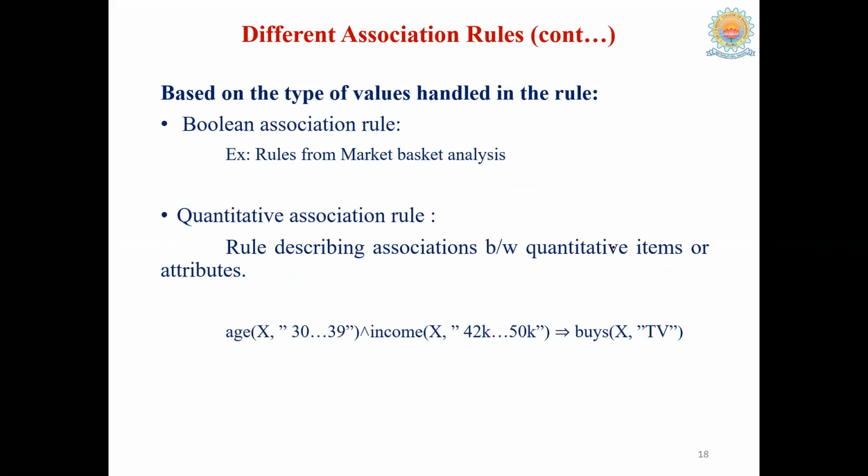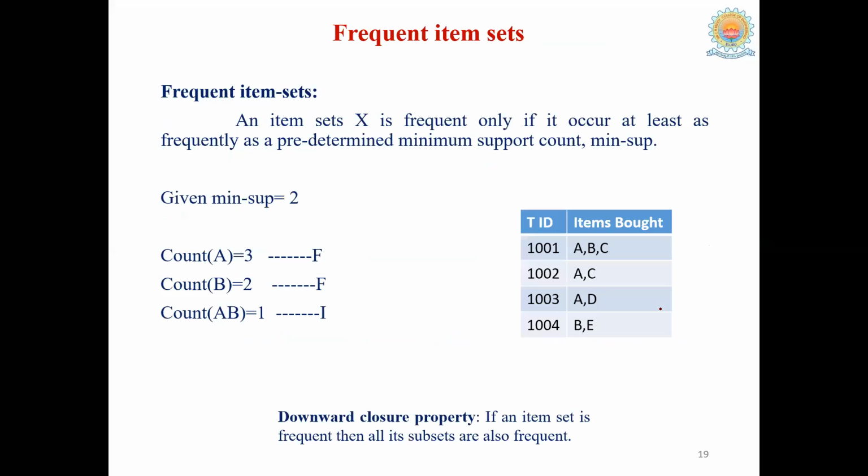And based on the type of values handled in the rule, we have Boolean association rules and quantitative association rules. Market basket analysis rules are an example of Boolean association rules. And if the rule includes quantities, such rules belong to the quantitative association rules.